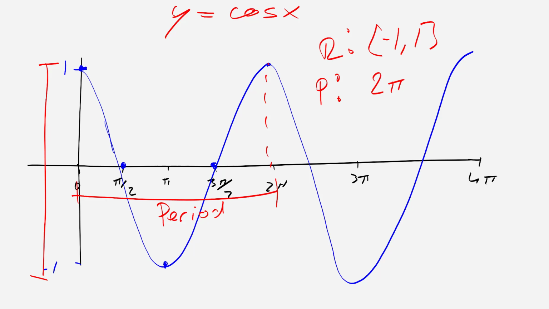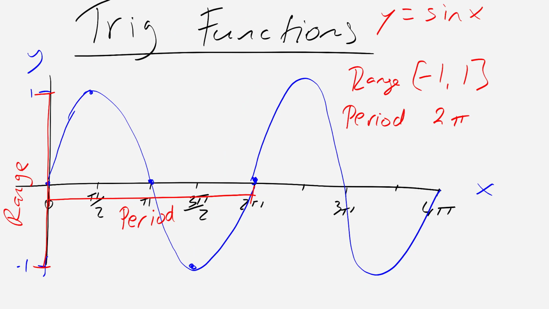The difference is where it starts. Because the cos of 0 is 1, the cos function cuts the y-axis at its highest point, whereas the sine function cuts through the y-axis through the origin, through 0, 0. So that's the main difference. Apart from that, they're quite similar.